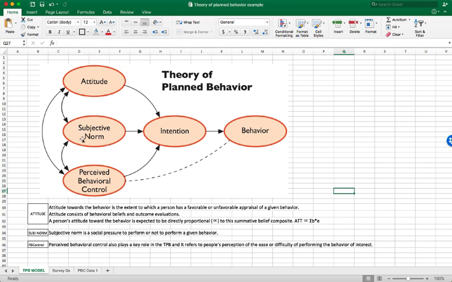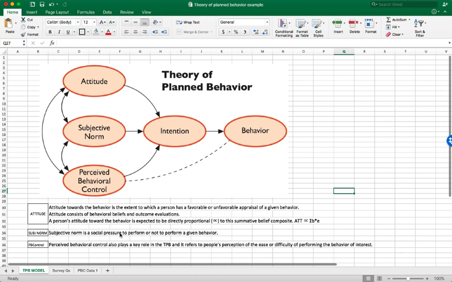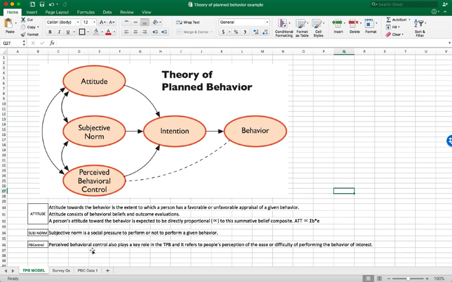Then we have subjective norms, which is a social pressure to perform or not to perform a given behavior, and perceived behavioral control, which is people's perception of the ease or difficulty of performing the behavior of interest.